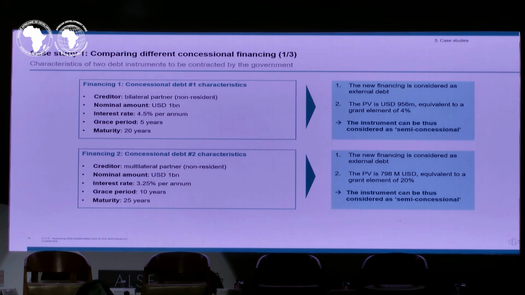Then we have computed for you the present value of this loan. The present value is $956 million. So this is a grant element of 4%. As a result, this instrument is not considered concessional, but rather semi-concessional. The second financing proposal that you have received in our example is financing from a multilateral partner, here again non-resident, also for $1 billion, at a 3.25% interest rate, with a 10-year grace period and 25 years of maturity.